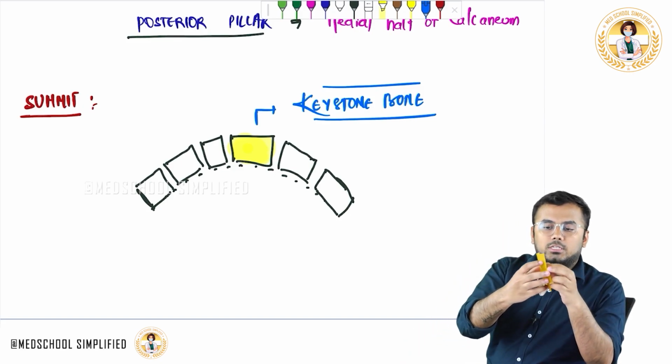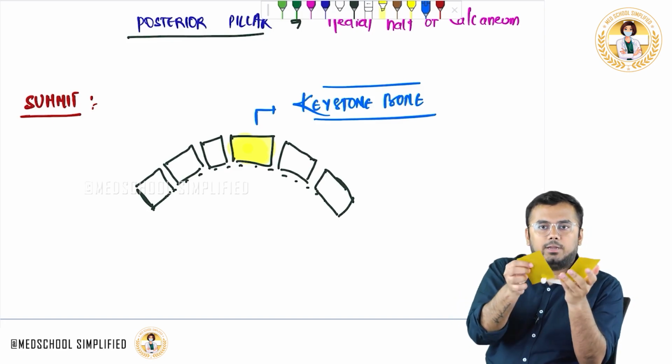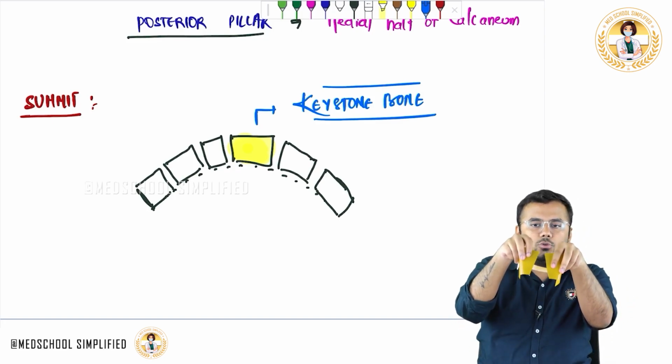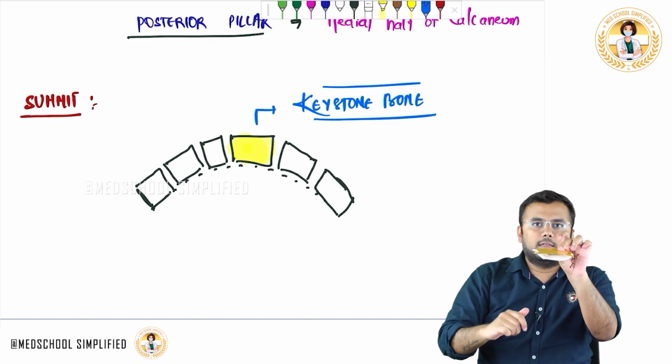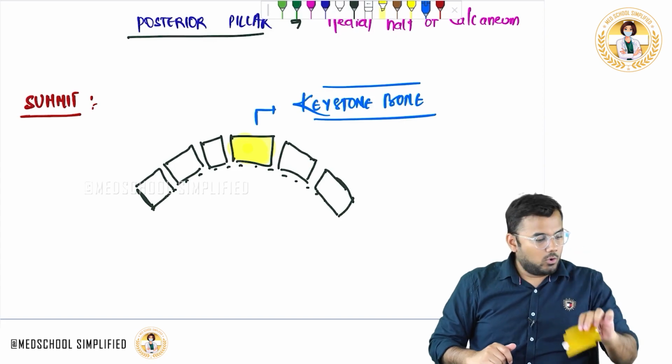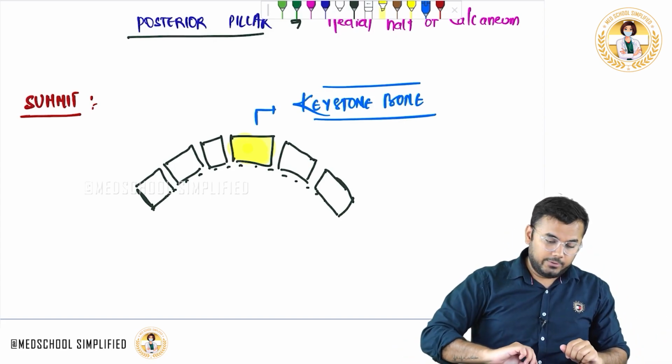Now when I remove this keystone bone, you see the arch is completely gone. This was the keystone bone which is located here. Now the arch is completely collapsed. You are getting it? So this arch is completely collapsed. So the keystone bone is very important over here, right?